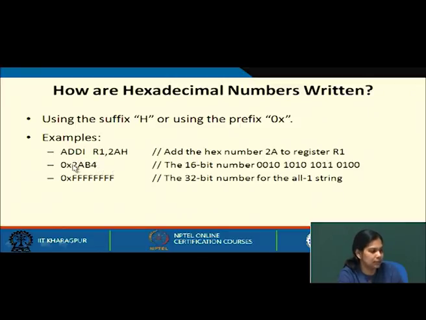How many bit hexadecimal number? This is a 16-bit hexadecimal number and it is written with a prefix 0x. And this is how many bit hexadecimal number? This is a 32-bit hexadecimal number with all ones. So, it is represented as F, F, F, F, F, F, F and F.